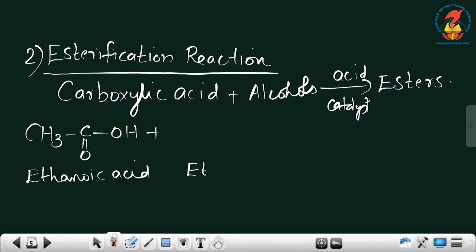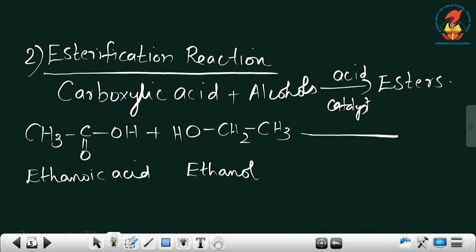We will see how it reacts with ethanol. What is the formula of ethanol? Ethanol is written as CH3CH2OH. So, I have written it the other way so that I can show you the reaction, how these two molecules combine: CH3CH2OH. This is ethanol. The only difference is it is written from right to left. There is no change in the formula CH3CH2OH.